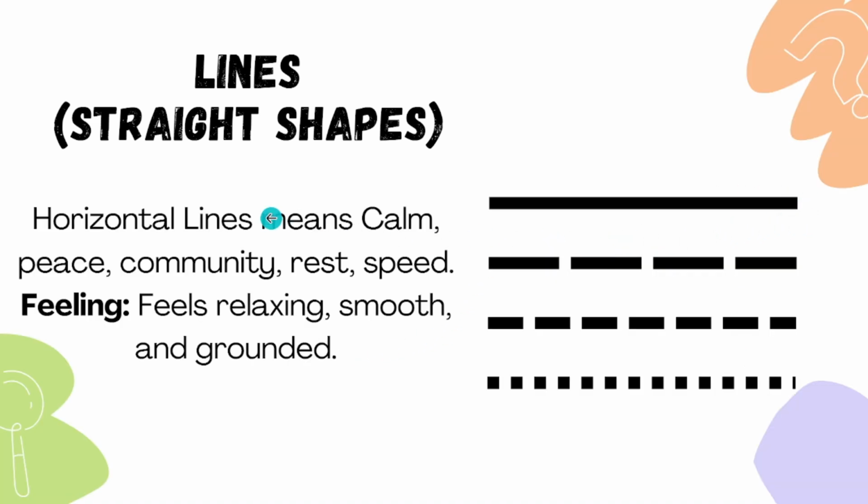Another line shape I have here is the horizontal line, which means calm, peace, community, rest, and speed. It makes us feel relaxed, smooth, and grounded.